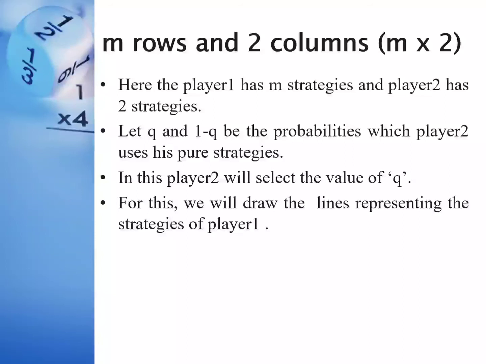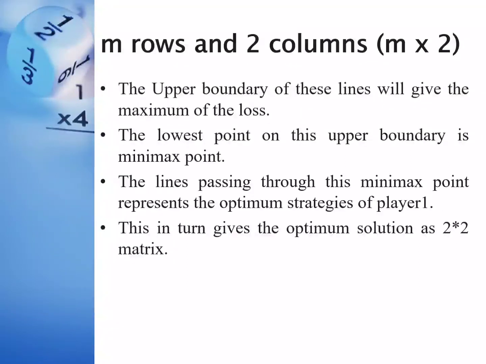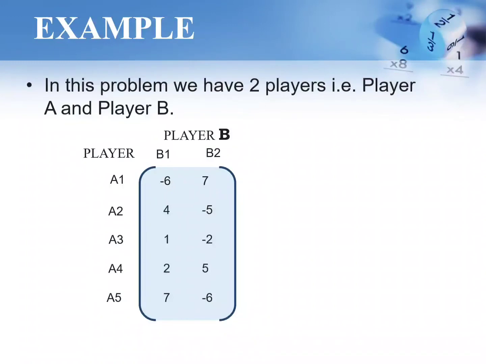For this, we will draw the lines representing the strategies of player 1. Then we will take the upper boundary of these lines, which will give the maximum of the loss. The lowest point on this upper boundary is the minimax point. The lines passing through this minimax point represent the optimum strategies of player 1. This in turn gives the optimum solution as a 2 into 2 matrix. Now let's move on to an example to see how it works.